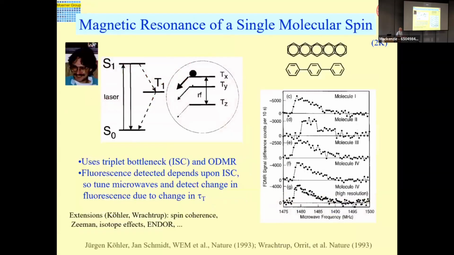But you can also sit on that molecule's emission and do ODMR. So this is what was talked about earlier. This was in 1993, done in my lab with Jürgen Köhler, at the same time that Jörg Wrachtrup and Michel Orrit were doing it in Europe. And so it was really a race. These papers are back-to-back in Nature. And the idea is well known to this audience. We're using the fact that intersystem crossing will populate the triplet state. Normally, that's a bottleneck that takes the emitting molecules into dark.